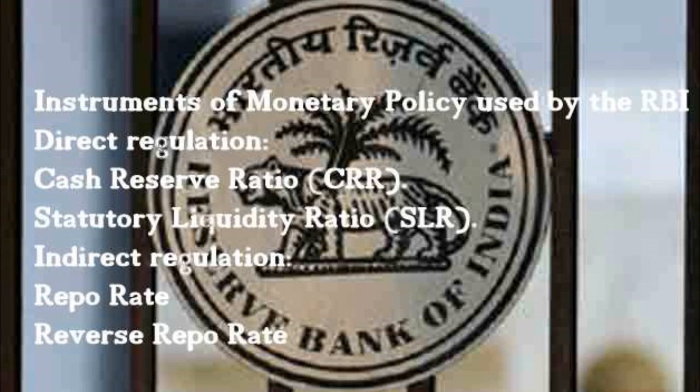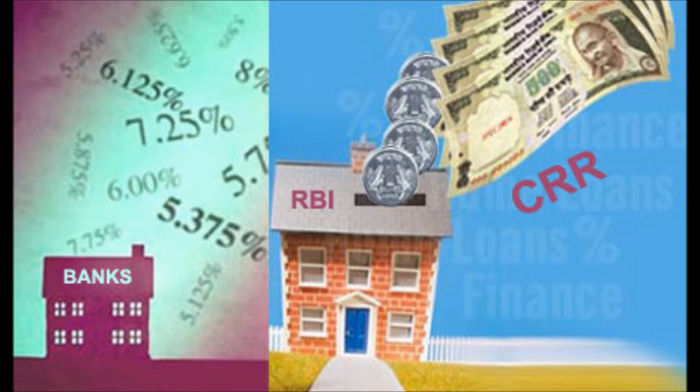Instruments of monetary policy used by the RBI. Direct regulation, cash reserve ratio (CRR). Commercial banks are required to hold a certain proportion of their deposits in the form of cash with the RBI. CRR is the minimum amount of cash that commercial banks have to keep with the RBI at any given point in time. RBI uses CRR either to drain excess liquidity from the economy or to release additional funds needed for the growth of the economy.